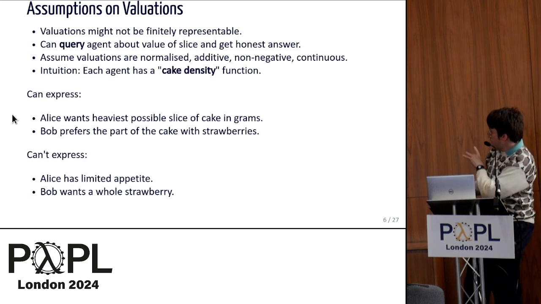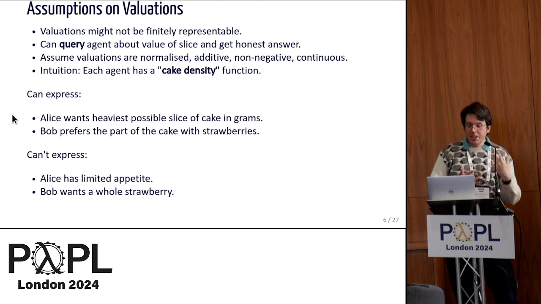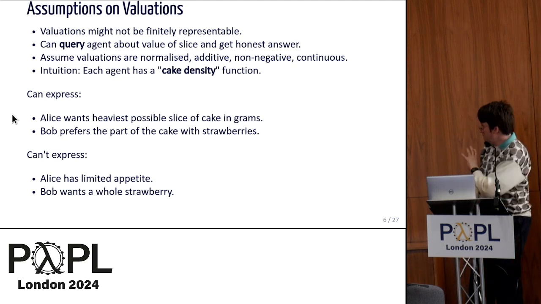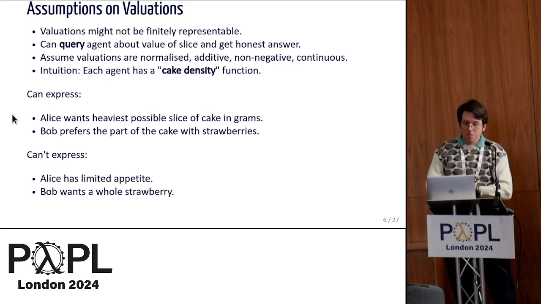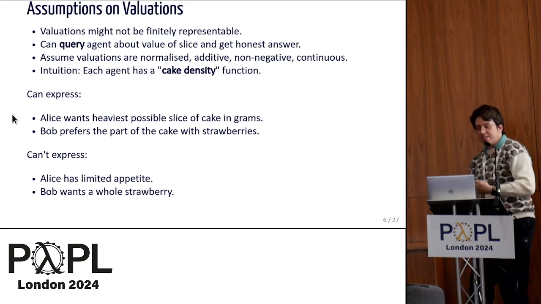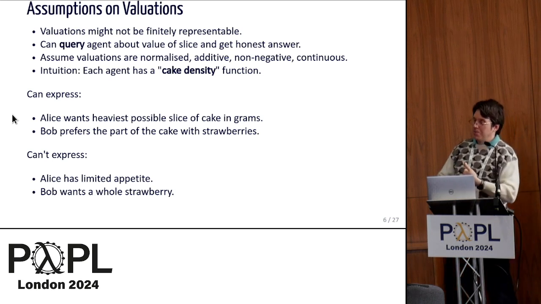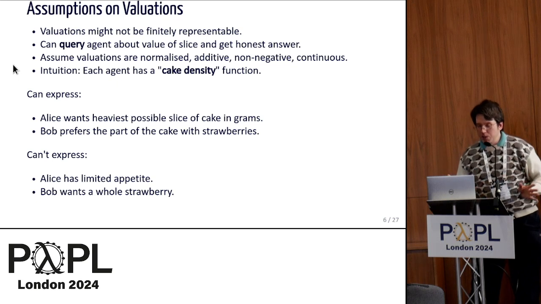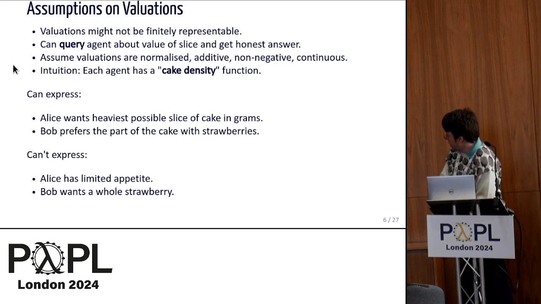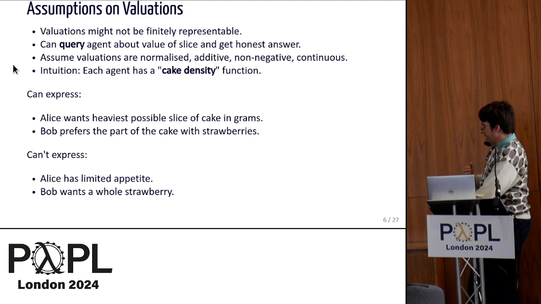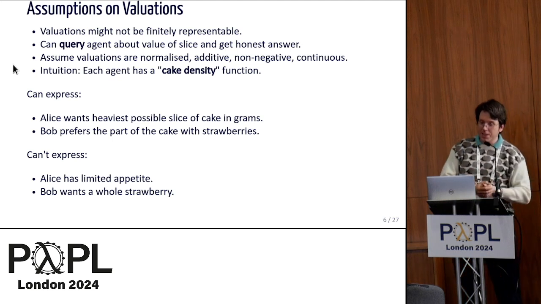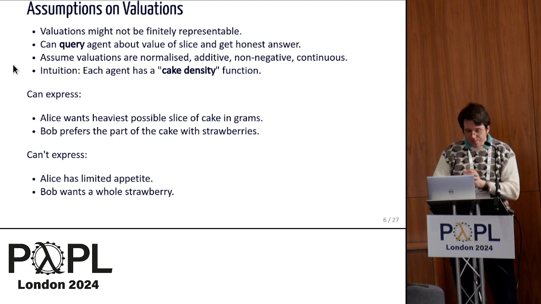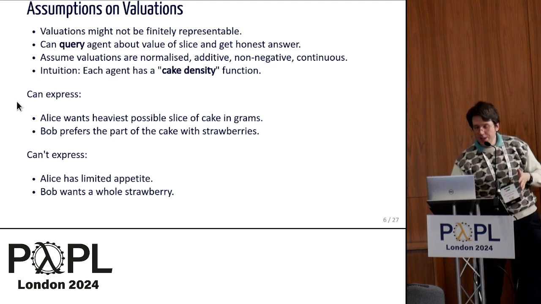Let's talk a little bit about these valuation functions. They really are mathematical functions, not computable functions. So they might not be finitely representable, but what we can do is query each agent about the value of a particular slice and get back an answer. There are a load of standard assumptions we can make about the form of these valuations so that we can get meaningful protocols, but intuitively you can think of the valuation as specifying like a cake density function. So you can express a wide range of different preferences here.